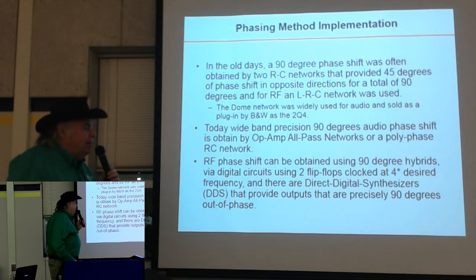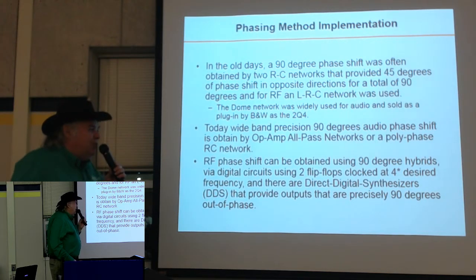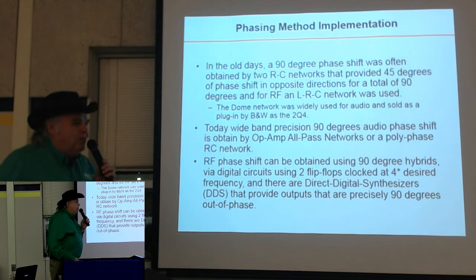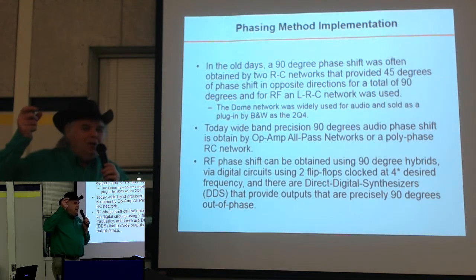And in the early 50s, a guy by the name of Dome invented a simple audio network with a couple of capacitors and resistors that gave a relatively decent phase shift for audio. It was actually sold by B&W as part number 2Q4, which looked like basically an octal vacuum tube. And I actually have one sitting at home. I should have brought it with me.